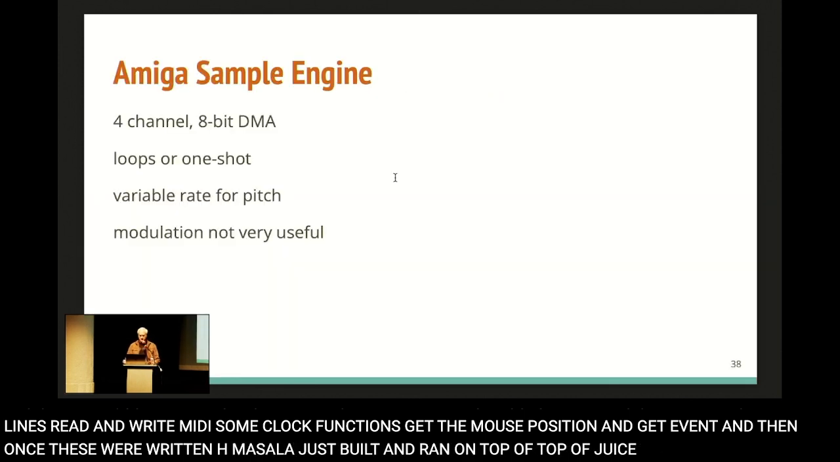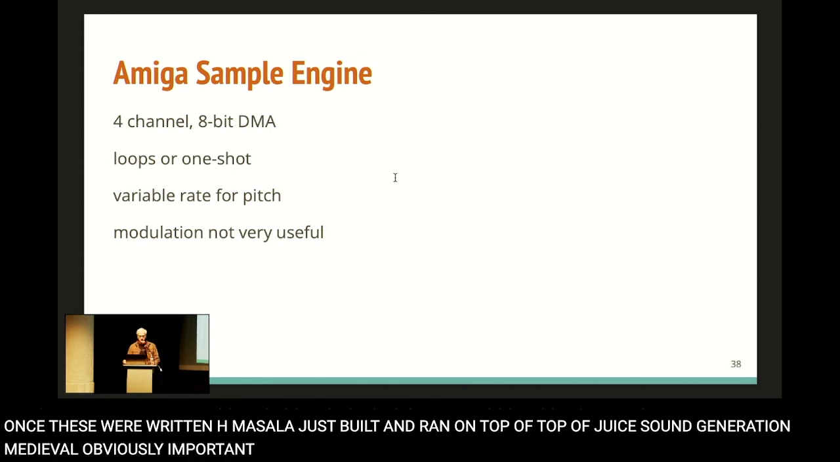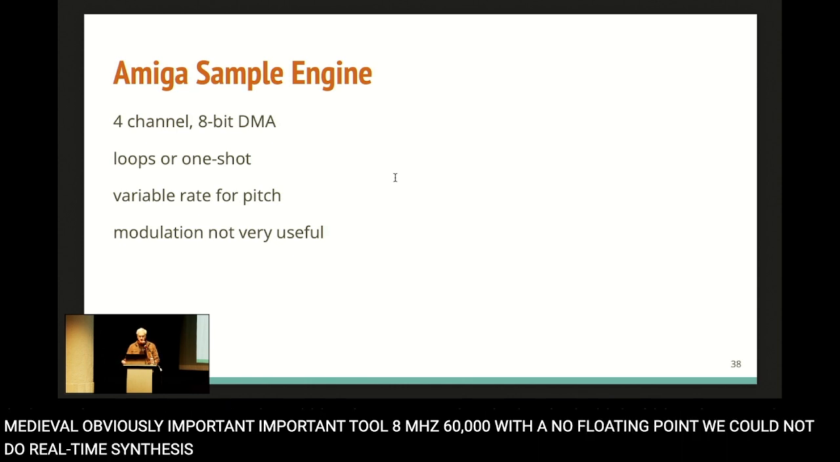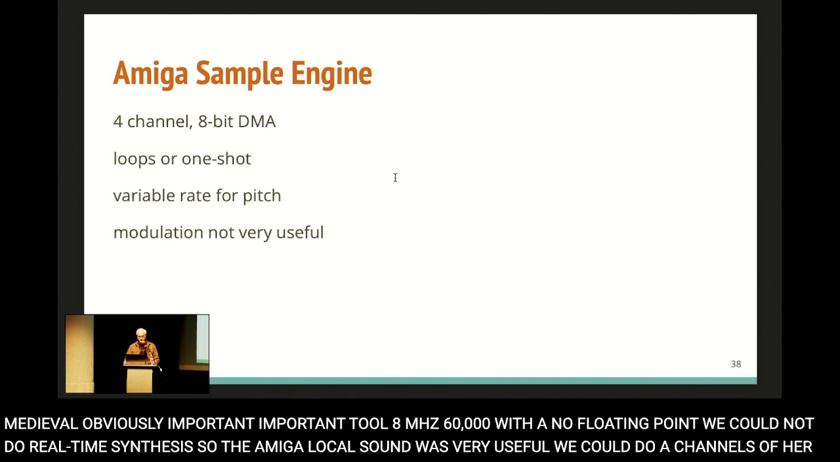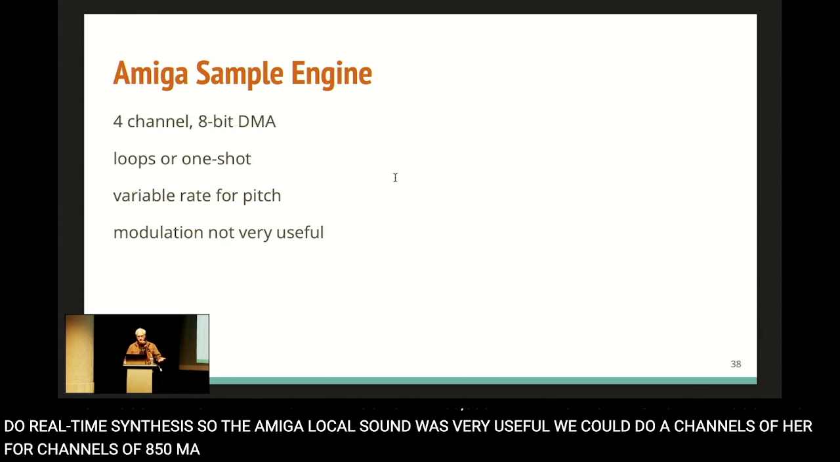For sound generation, MIDI was obviously an important tool. On an 8 megahertz 68,000 with no floating point, we could not do real-time synthesis. So the Amiga local sound was very useful. We could do 4 channels of 8-bit DMA. Could loop them and change pitch.